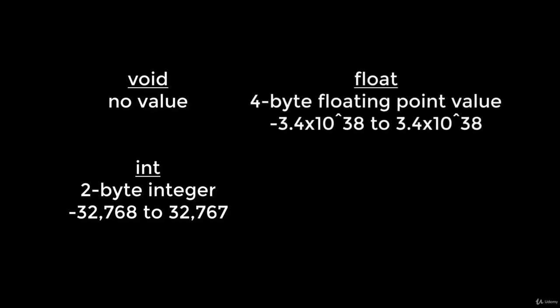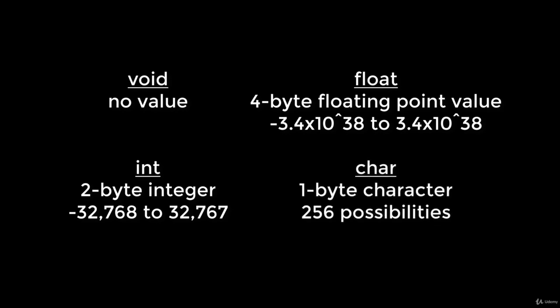as inputs. Then there are integers, which are abbreviated as int. The basic integer takes up 2 bytes in Arduino memory and, as such, can be a number between negative 32,768 to 32,767. Floating point numbers are abbreviated as float and can take up 4 bytes of memory, which means you can have numbers between about negative 3.4 times 10 to the 38 and positive 3.4 times 10 to the 38.